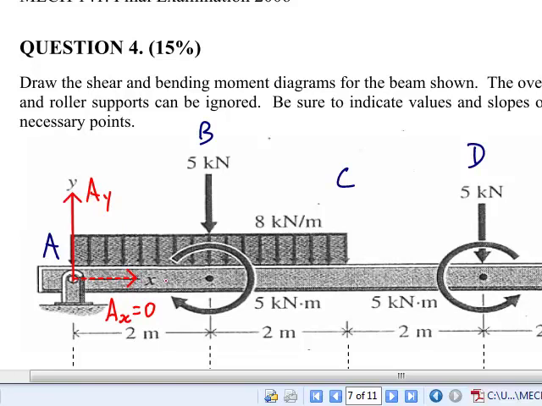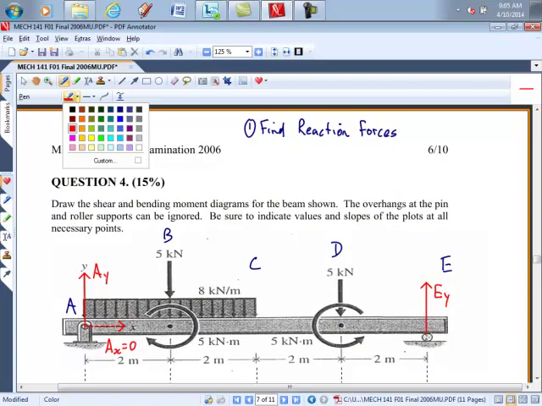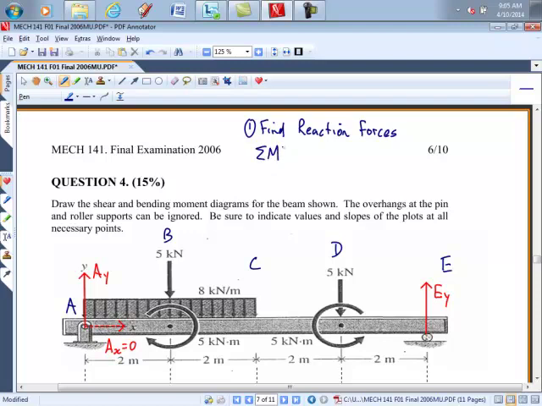All right, so how are we going to find those two remaining reaction forces? Equations of equilibrium. Specifically, we'll start with a moment equation. I could do moments about A, or I could do moments about E. I find it easier to work from the left over, so I think I would choose A, but it doesn't really matter.